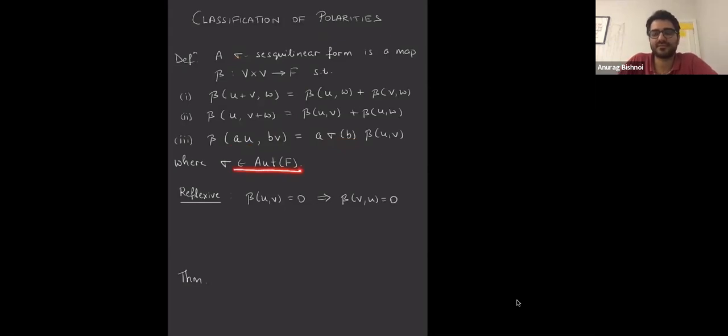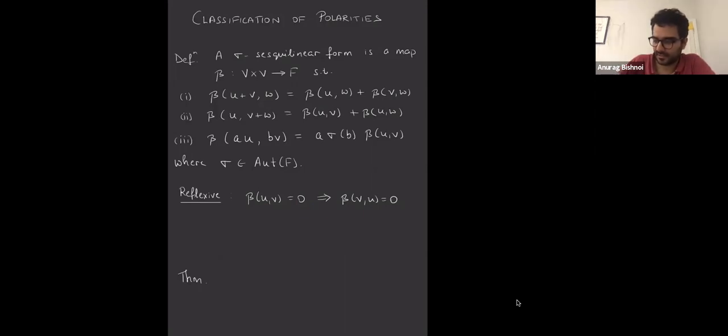So you have this field, and every field has these field automorphisms. Some of the fields have only trivial field automorphisms. And so this is known as a sigma sesquilinear form. And these are known as reflexive if beta of u comma v equal to 0 implies the other way around as well. In other words, if u is orthogonal to v, whatever orthogonal means here, then v is orthogonal to u. So it's a symmetric relation.